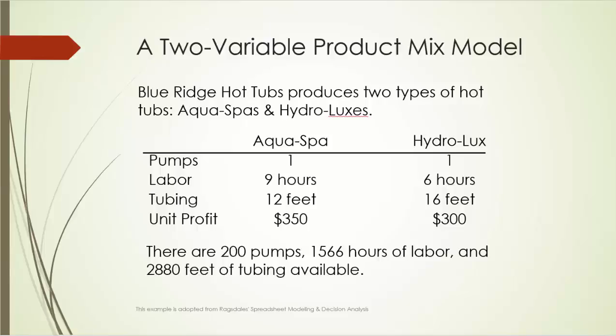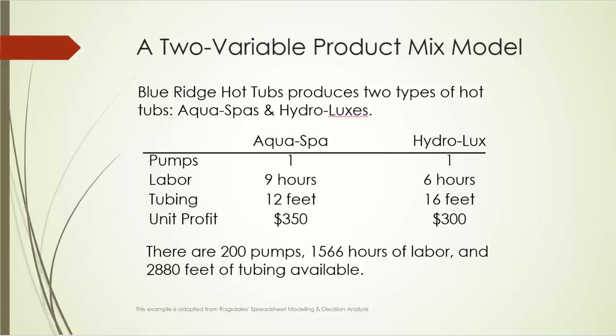This example is a two-variable product mix model, a classical linear programming model. This example is adapted from Ragsdale's book, Spreadsheet Modeling and Decision Analysis. Consider a hot tub producer named Blue Ridge. It produces two types of hot tubs, aqua spas and hydrolaxes.